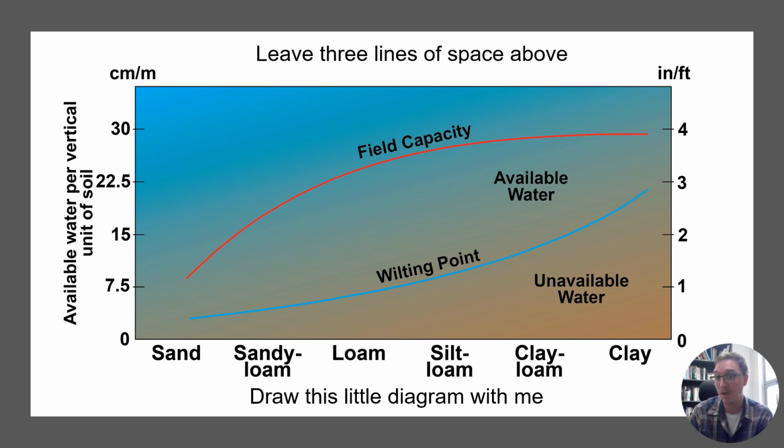High in the clay because it has the most pore space, so it's holding the most water. Our wilting point follows the exact same trend. Sand is the lowest, since it's moving through the fastest, so that makes sense. Clay has the ability to hold the most, so again it makes sense that it would be the highest. But we notice these lines differ, and they're arcuate, right?